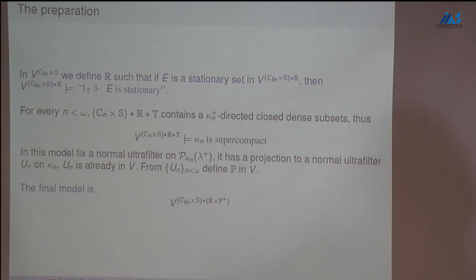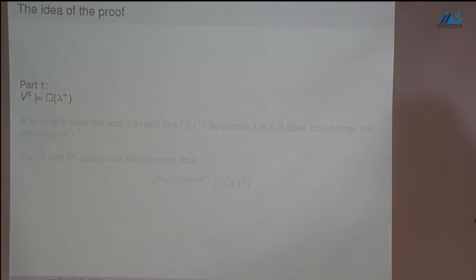And now the final model is the following. You have C finite, the square sequence, then you have the preparation, and finally you have the P star of this forcing. Okay, so why does it work?